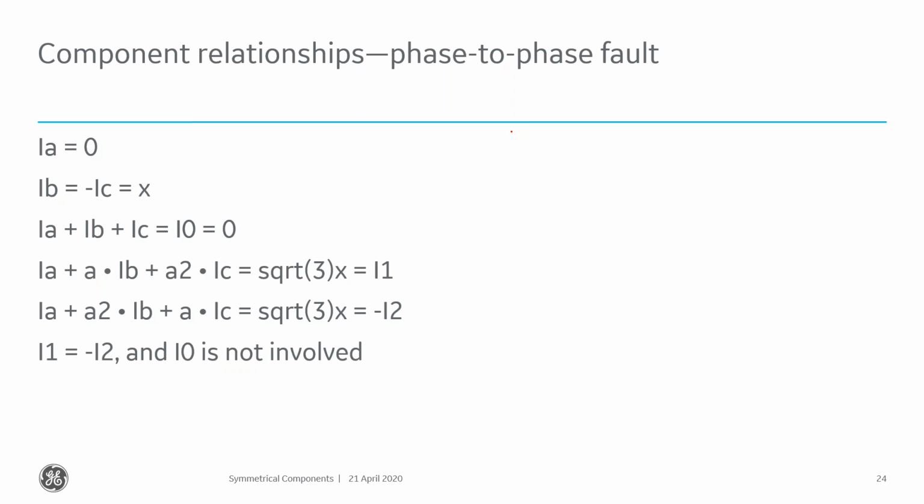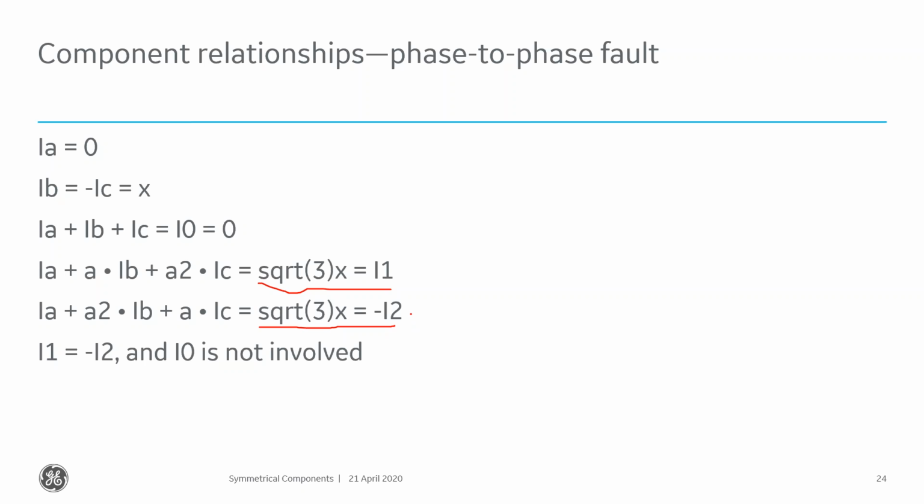So if we calculate zero sequence quantities, IA plus IB plus IC, I get zero, because A is zero, B is X, and C is minus X. That sums to zero. If I calculate positive sequence quantities, they are going to come out equal to the square root of 3 times X, and negative sequence is going to be the same thing. So basically positive sequence equals negative sequence, and zero sequence is not involved.